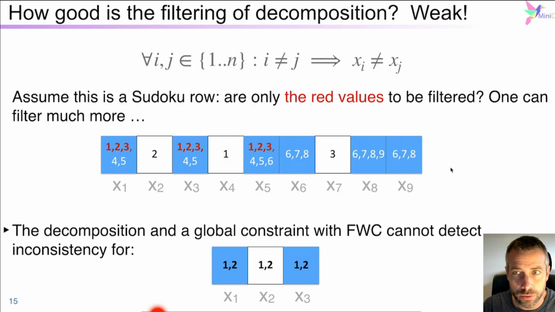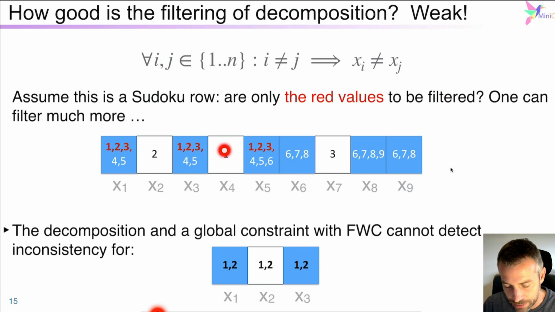Let's start with a small example that illustrates that the forward checking algorithm and also the binary decomposition might miss some possible filtering for the all different constraint. So I assume that you are very familiar and a good player of the Sudoku problem. So let's consider that this is one row of the Sudoku grid that you want to solve. Okay, and that's the current situation. So you know that you need to assign all the numbers from 1 to 9 in this row of the Sudoku. And those are the feasible values that are still available to you.